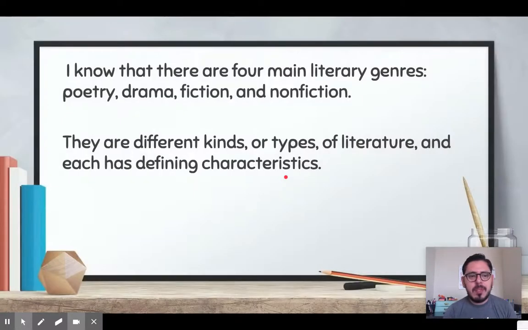I'll show you how. So, first of all, you guys know that there are four main literary genres. There's poetry, drama, fiction, and nonfiction. Now, there are different kinds or types of literature, and each has defining characteristics. When we talk about narrative, it's important to point out that we can have fiction or nonfiction narrative. Last week, we talked about Thomas Edison and Henry Ford. That was narrative because it was a story, but it was nonfiction because it was true. Whereas fiction means that it's something that is fully made up.